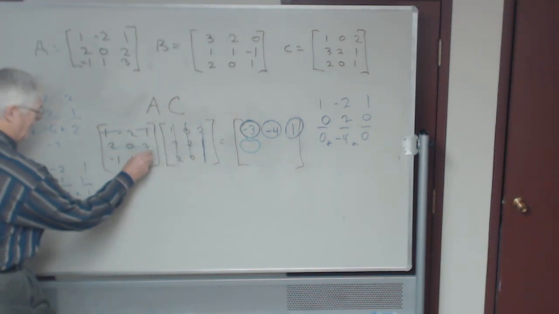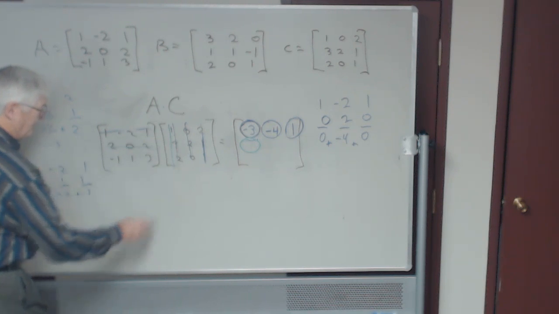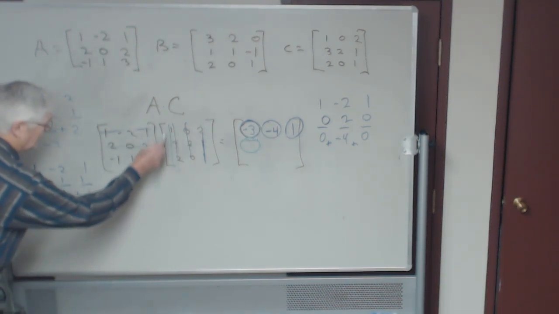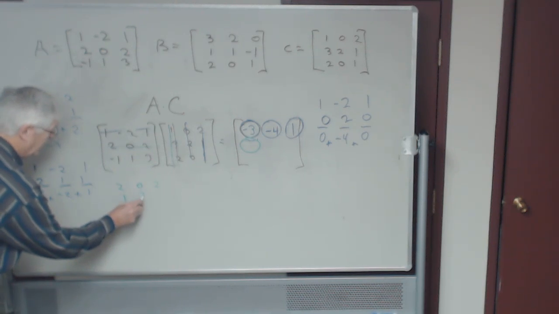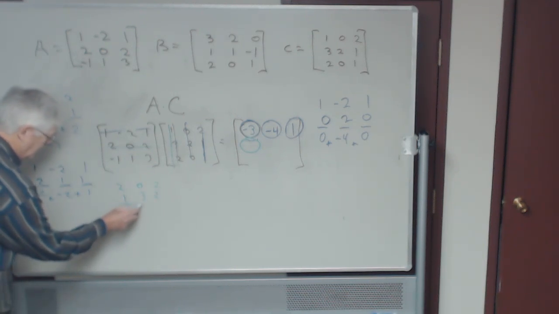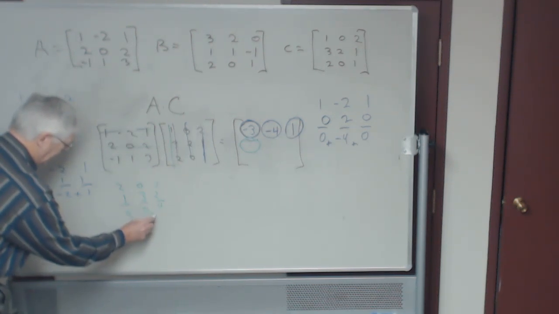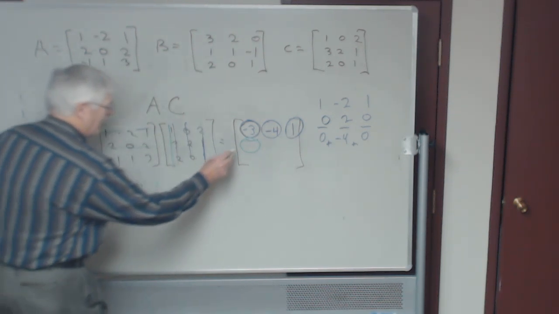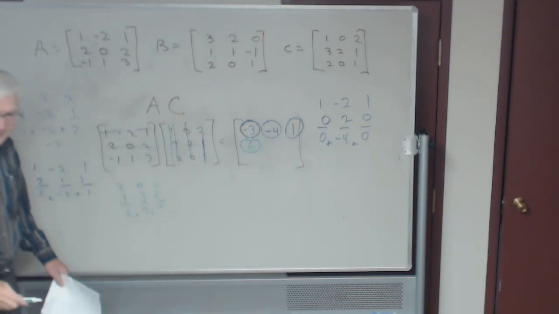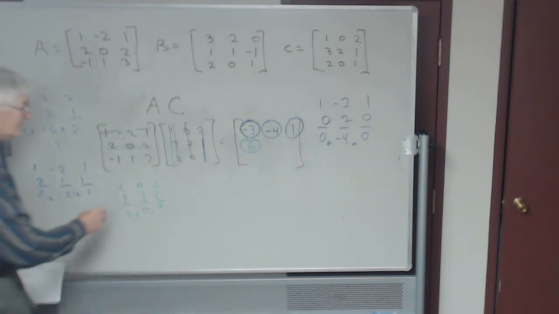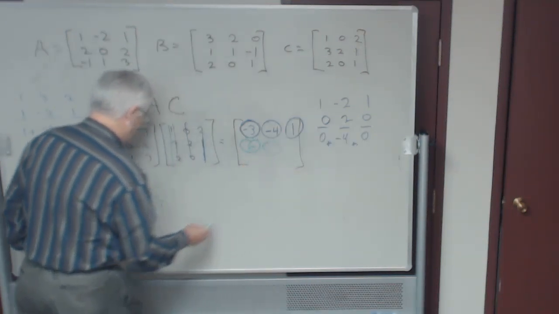The second row times the first column. That would be 2, 0, 2, 1, 3, 2. Multiply, add, and I get 6. Everybody see what's going on? So let's do the next one.